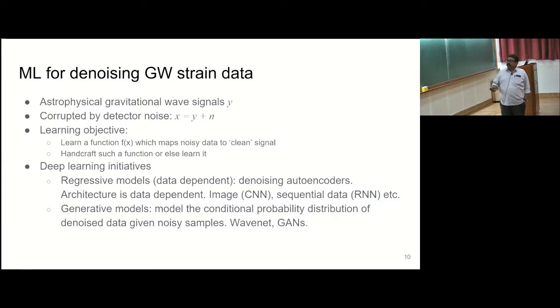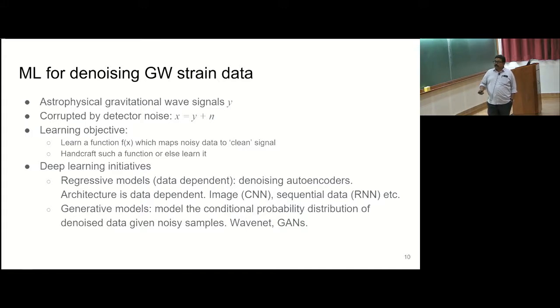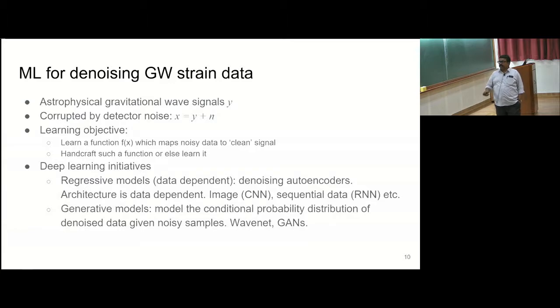So basically, the idea is that you have a corrupted detector noise, some data X, which contains signal Y and some noise. And the objective is to learn a function or even handcraft such a function, which maps a noisy data to a clean signal. So basically, you want to get from X to Y. And there are basically two kinds of initiatives under this. So basically, there are some regressive models, which are data dependent.